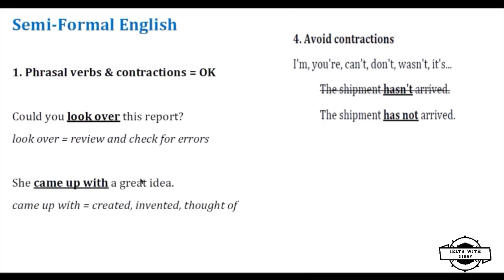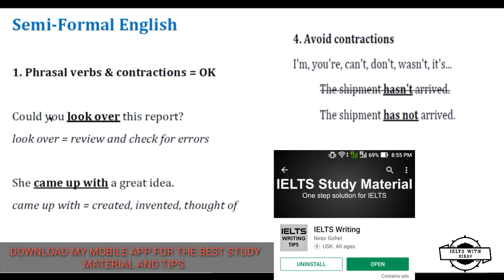So the second type is the semi-formal letter. In this type, you will write a letter to a familiar person like a manager, teacher, professor, or principal, but there should be a respect level. So you can't use informal words in semi-formal letters like thanks, regards, something like that. But in this type, you can write phrasal verbs and contractions.